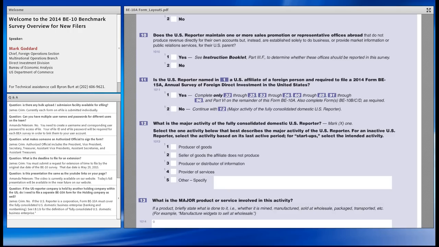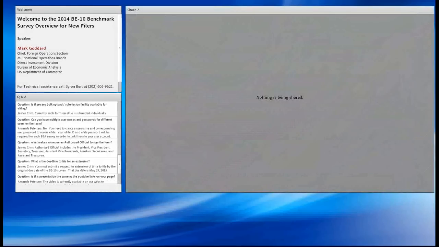So now let's go to the next and last video clip, which covers the claim for not filing form, the secure messaging system.